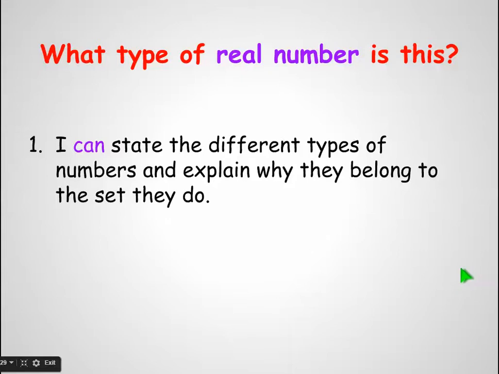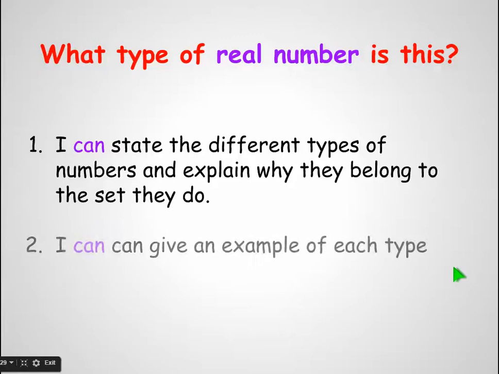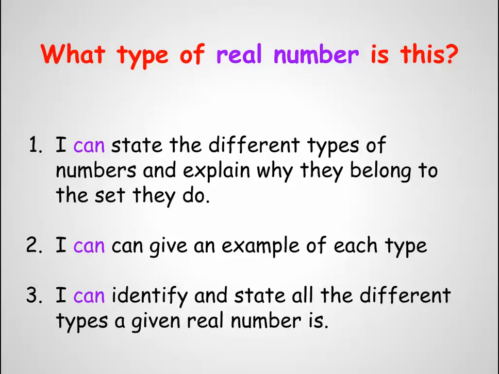Now you should be able to say, I can state the different types of numbers and explain why they belong to the set they do. I can give an example of each type, natural or counting, whole, integer, rational, and irrational. I can identify and state all the different types a given real number is.